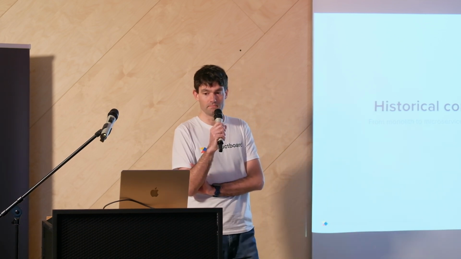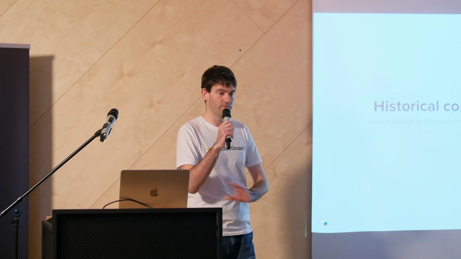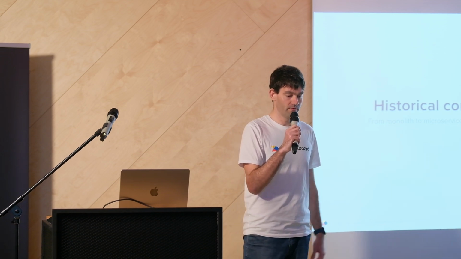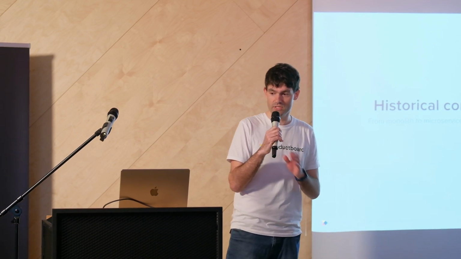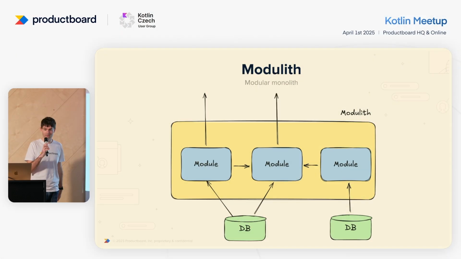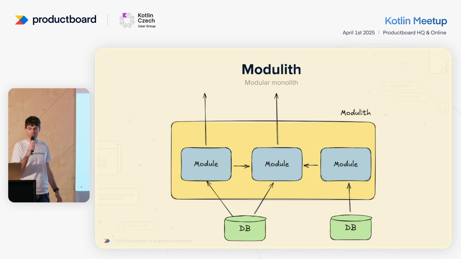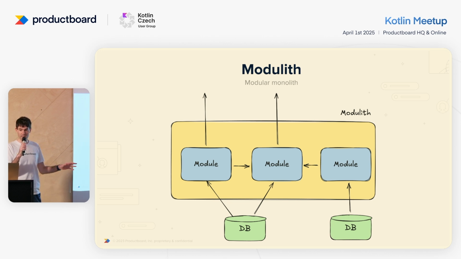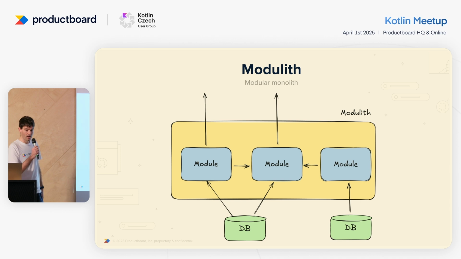So we came up with a new architecture, which is Modulith. And for Modulith, I asked ChatGPT what it is. It's a modular monolith, meaning a system structured into well-defined modules, but still deployed as a single unit. And it balances modularity and maintainability without the complexity of microservices.